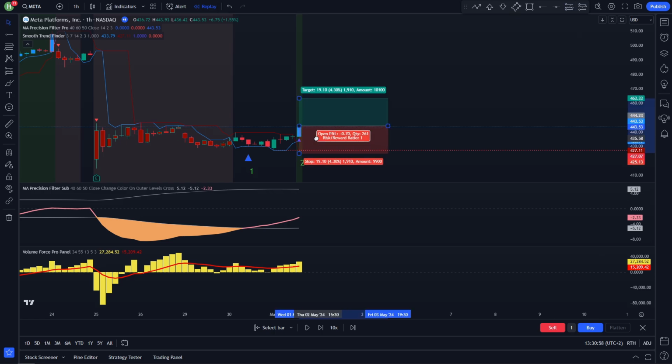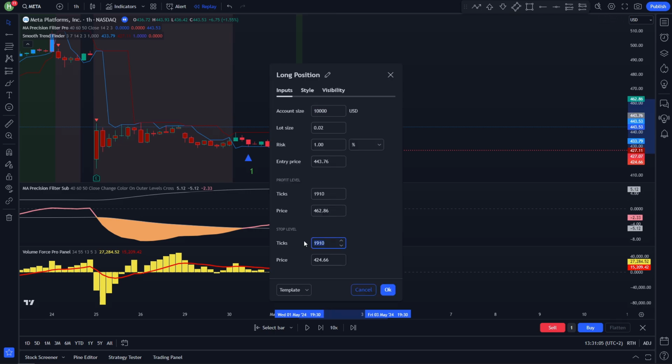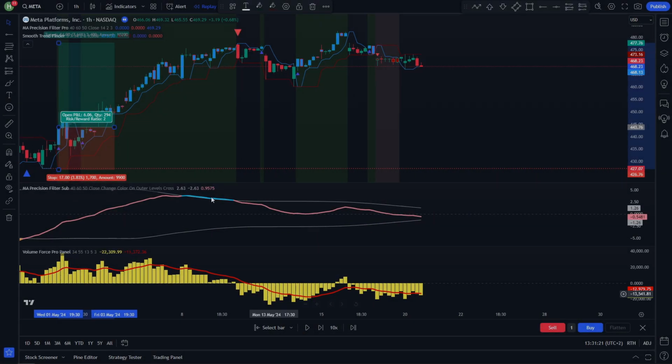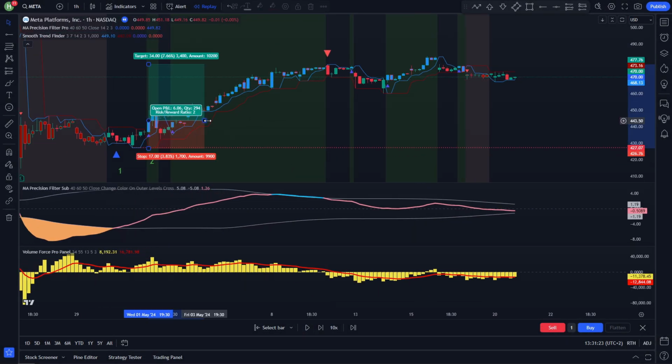When it comes to risk management, I will place my stop loss a couple of points below the recent market swing and then aim for double the return. Meaning for every 1% of the account that I risk, I aim to make double the return.